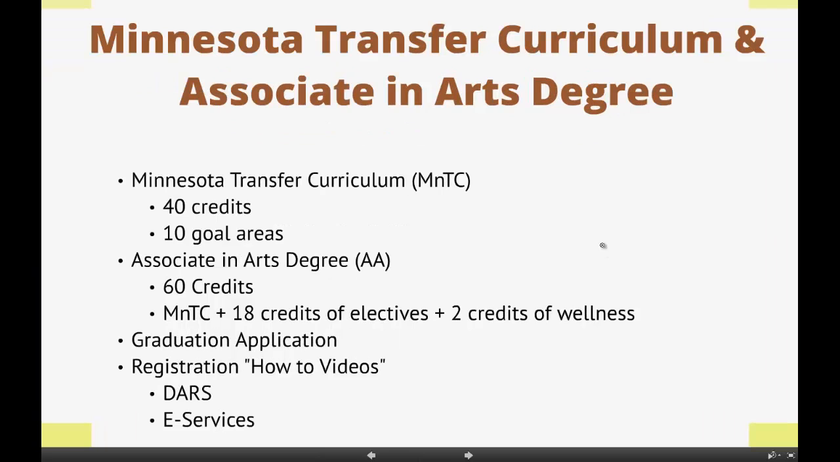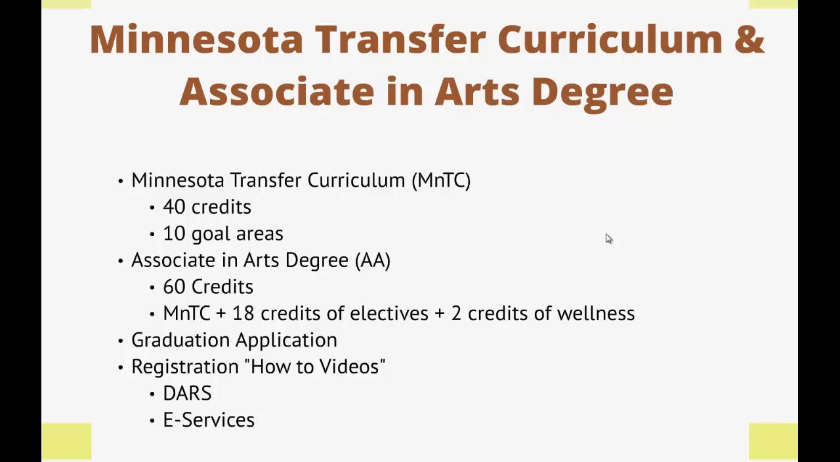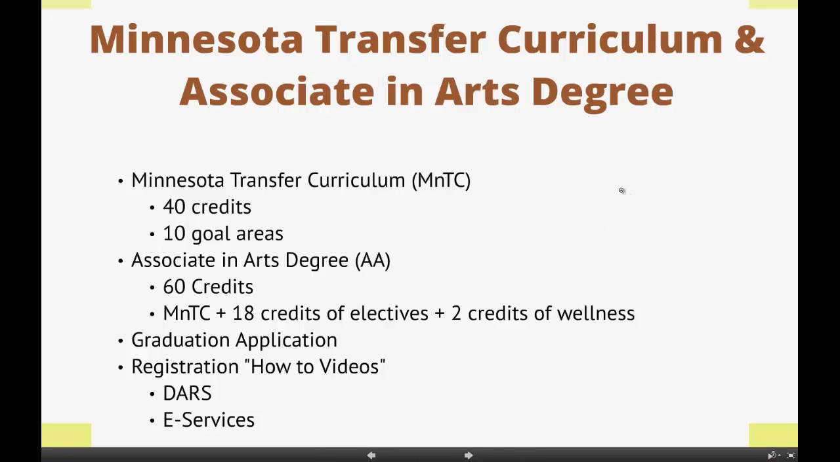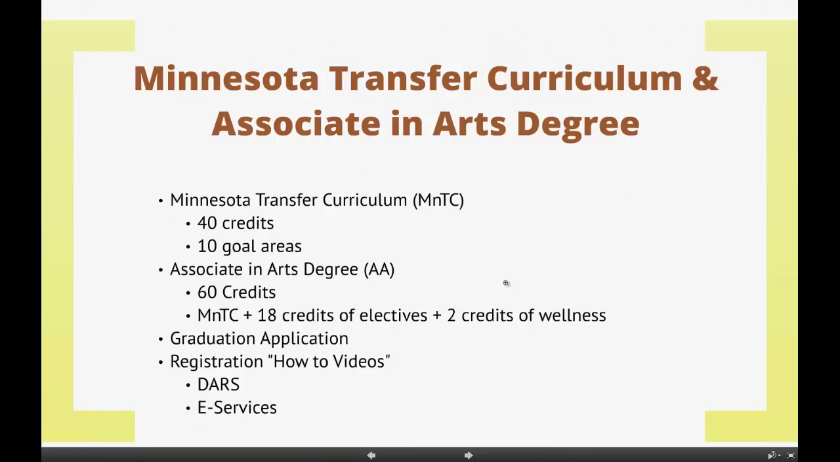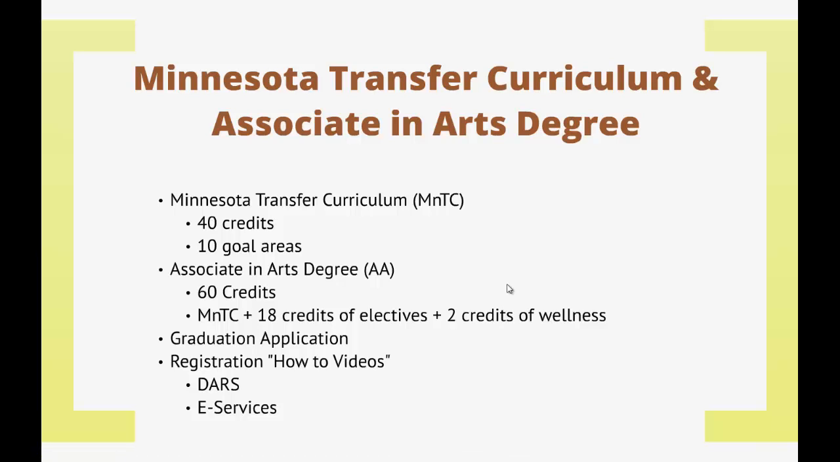There's also courses from the Minnesota Transfer Curriculum that are double dipping courses. This means it's one course, but you can use it for 2 different goal areas. Please keep in mind, if you do a lot of double dipping, you may finish all of the 10 goal areas, but you might only have, for example, 36 credits. Please remember, you still need 40 credits to complete the whole Minnesota Transfer Curriculum. Again, the Minnesota Transfer Curriculum transfers seamlessly to all MnSCU institutions.